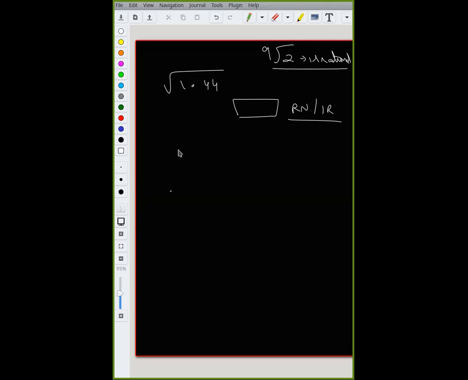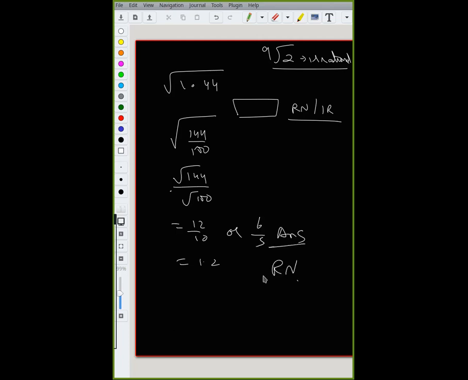So the answer will be 1.2, which is a rational number. How do we do that? So first we remove the decimal. I write this as 144 by 100. Which is root of 144 by root of 100, which is 12 by 10, which is 1.2 or 6 by 5. So it's a rational number. Correct?